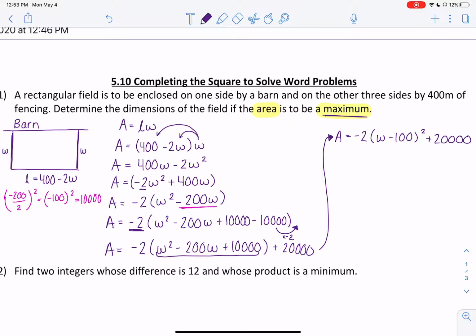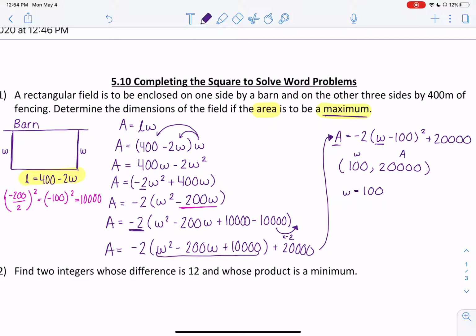So if I think about what this graph represents, I have my area and my width. So if I'm looking at my vertex, I have 100, 20,000. Because my equation is using area and width, this is a width value, this is an area value. So now we need to find our dimensions. So using our vertex, we found our width, but we need to find our length. So remember, from way over here, we have a value for our length.